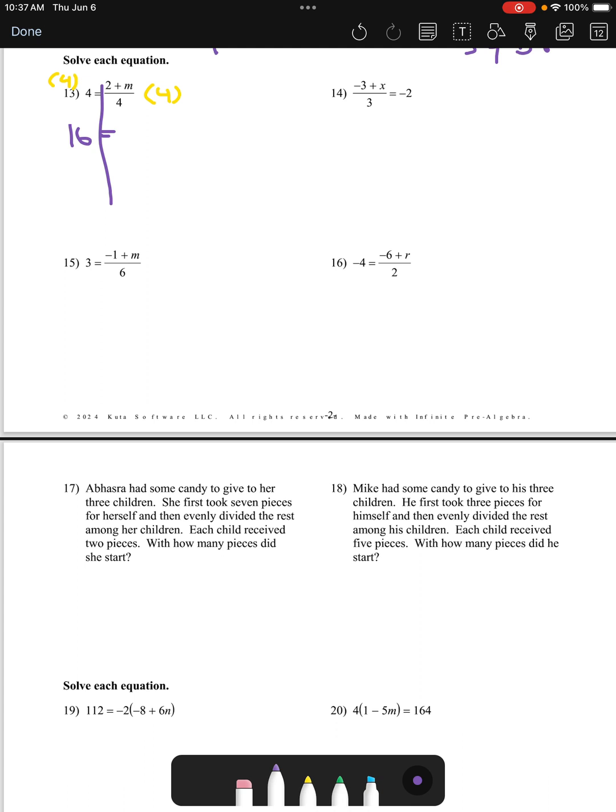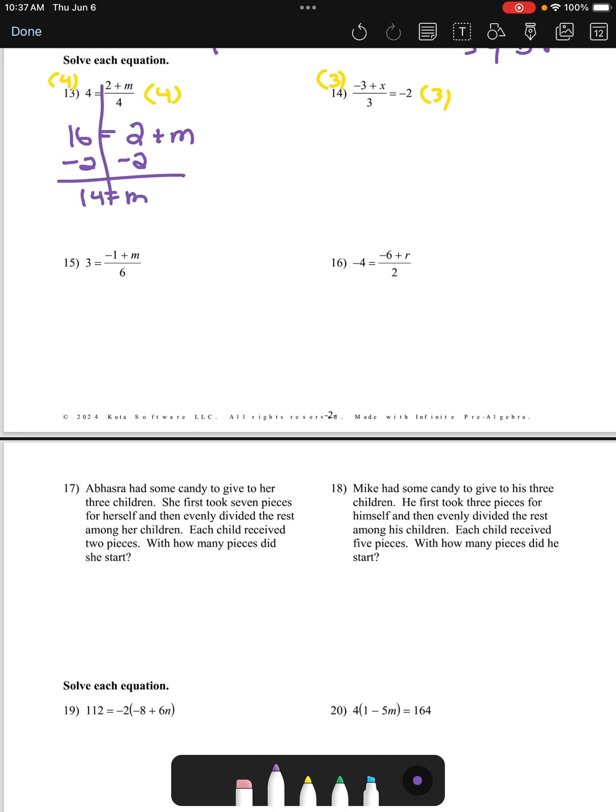So that means that when we do this step of multiplying both sides by the denominator, on the side that had the fraction, all we have left is the numerator. This is now a one-step equation. We're trying to move the 2 off, so we'll subtract it since it's positive, and m is 14.